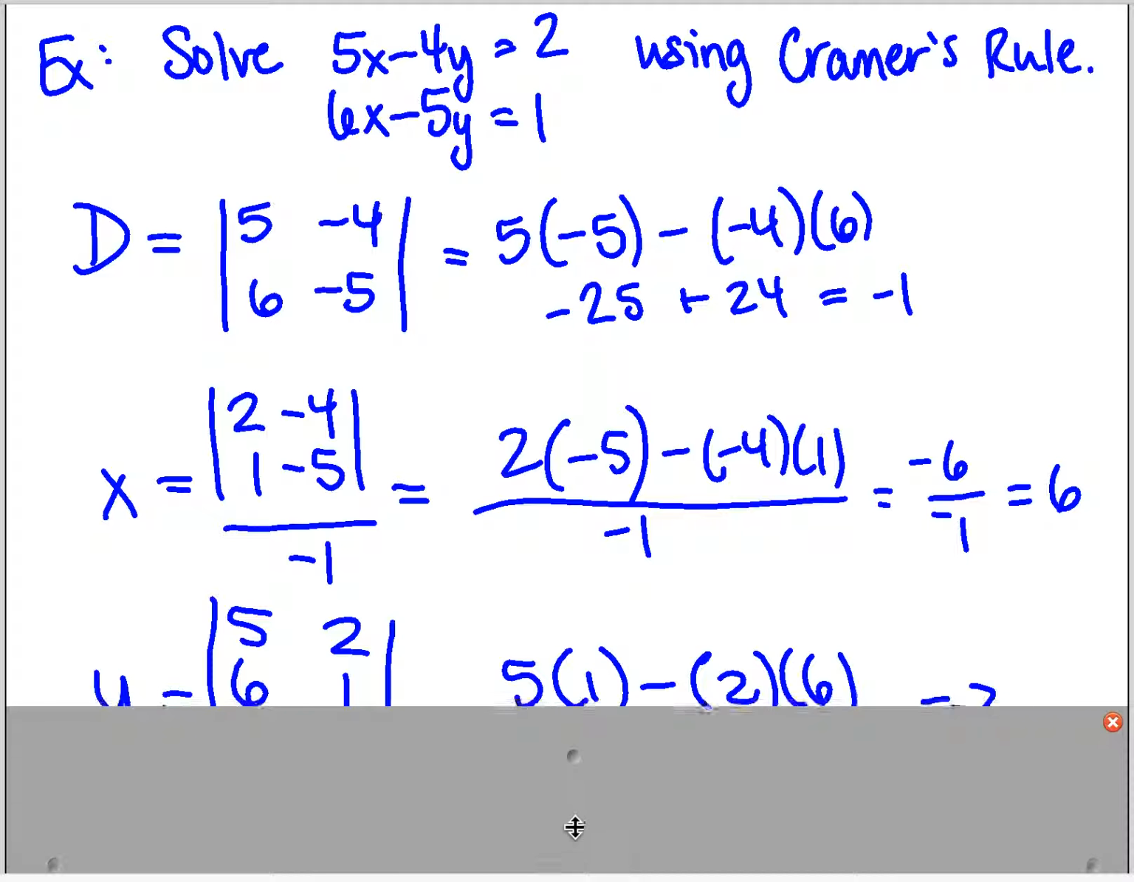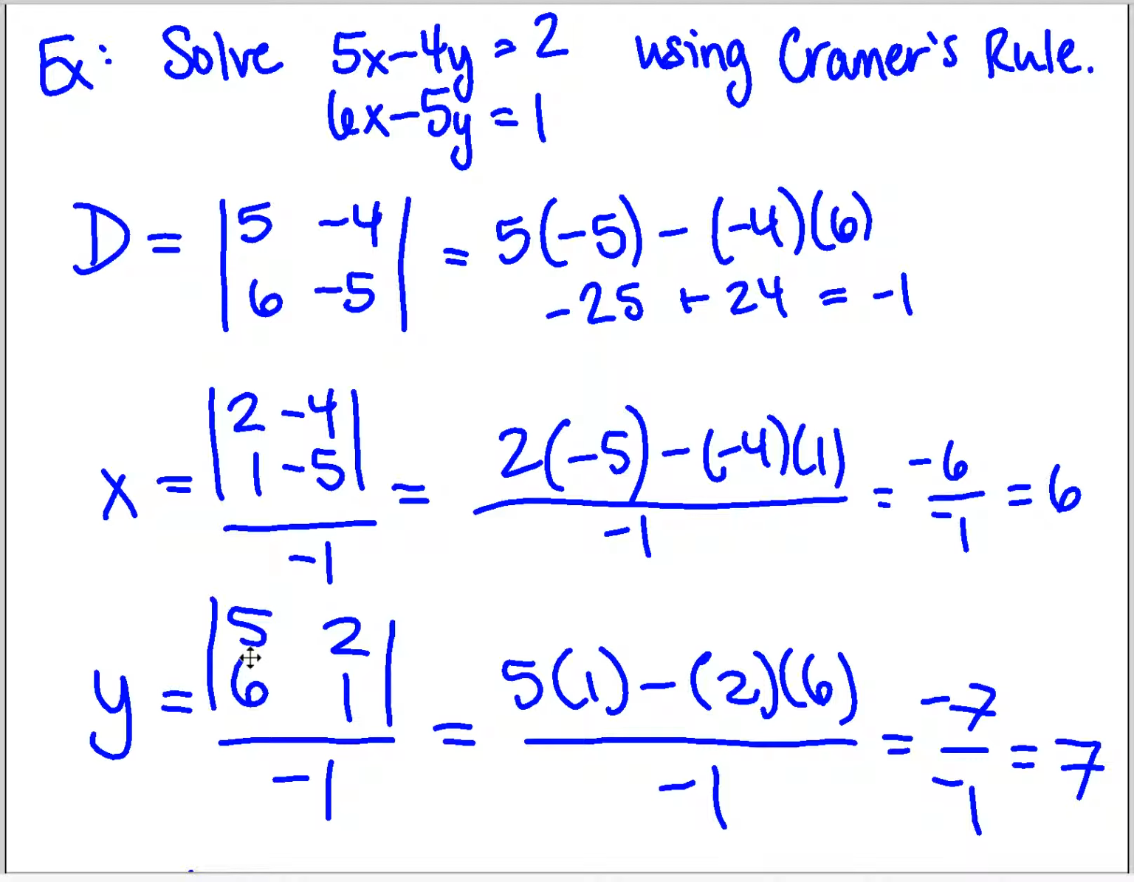Then the y value would be the determinant of your coefficients in front of x, which is 5, 6, and the right column would be your constants, 2, 1. When you do the determinant, you do 5 times 1 minus 2 times 6. 5 minus 12 is a negative 7. Negative 7 over negative 1 is a positive 7. So the point of intersection is 6, 7.